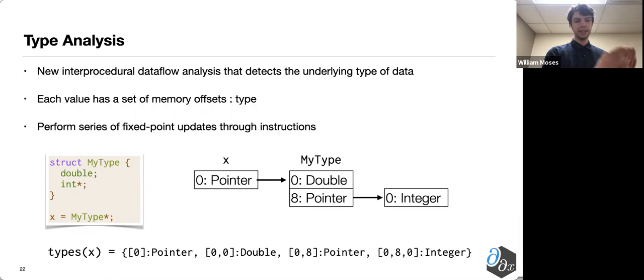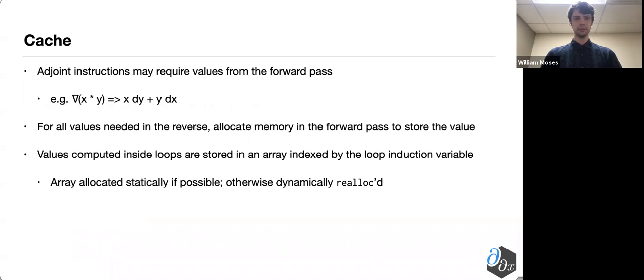So by initializing all of the various values with type information that we can deduce immediately from the front end, and then running a series of fixed point updates through the instructions, we can deduce all the types we need to be able to perform the correct adjoints as alluded to on the previous slide. A couple of other key points of Enzyme is that some of these adjoint propagation rules may also require values from the original or forward pass.